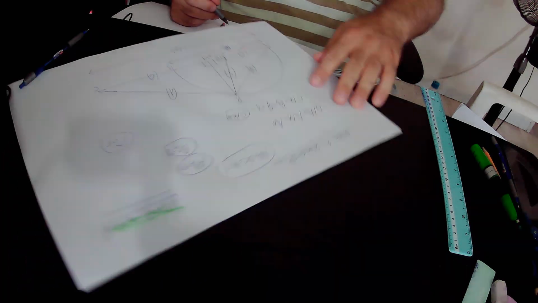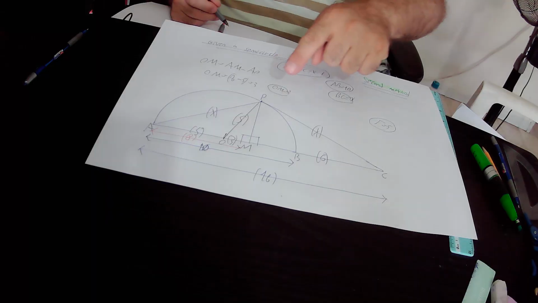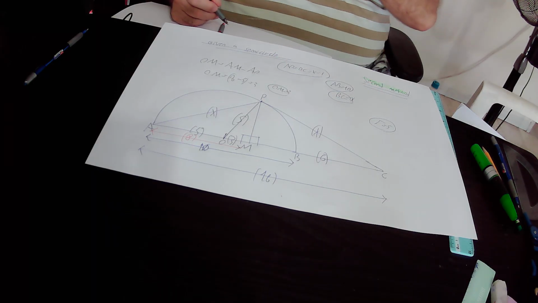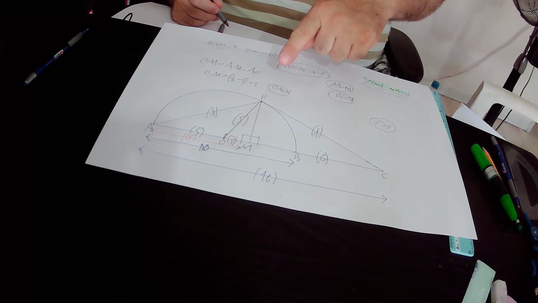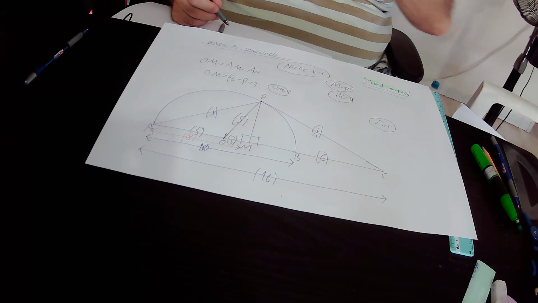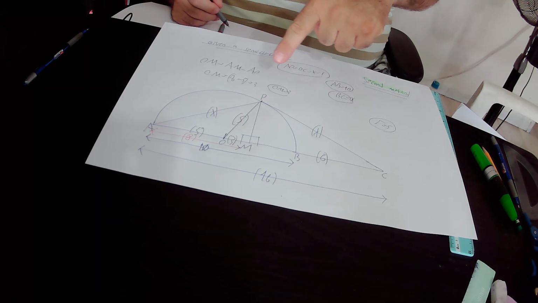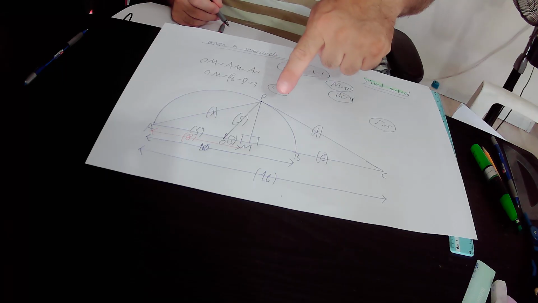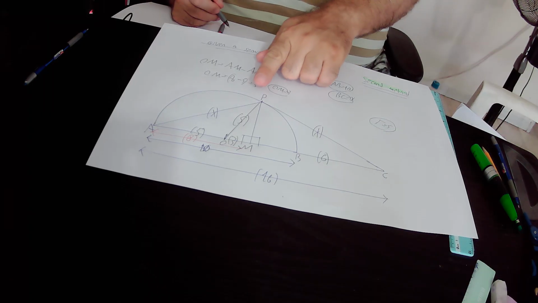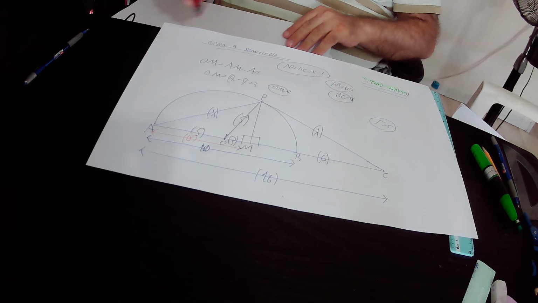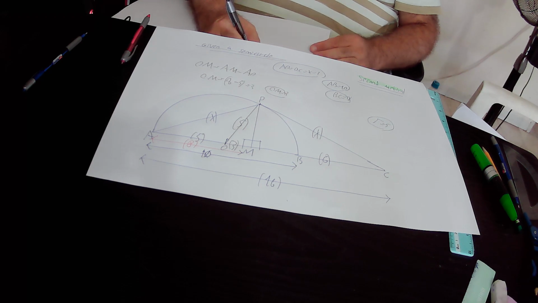So in the small right triangle PMO, according to the Pythagoras theorem, in any right triangle, the square of the hypotenuse equals the sum of the squares of the perpendiculars. So in the small right triangle POM, PO square equals PM square plus OM square. So write it down.